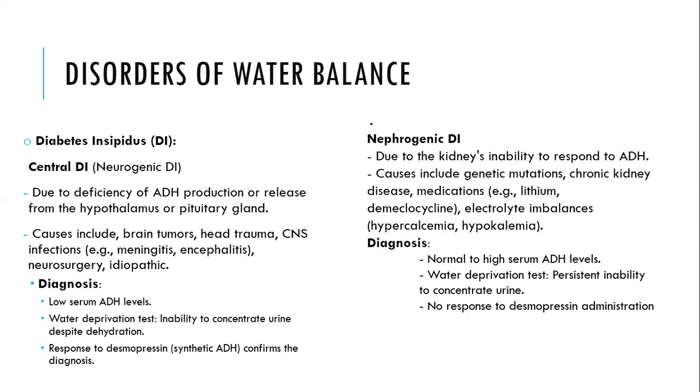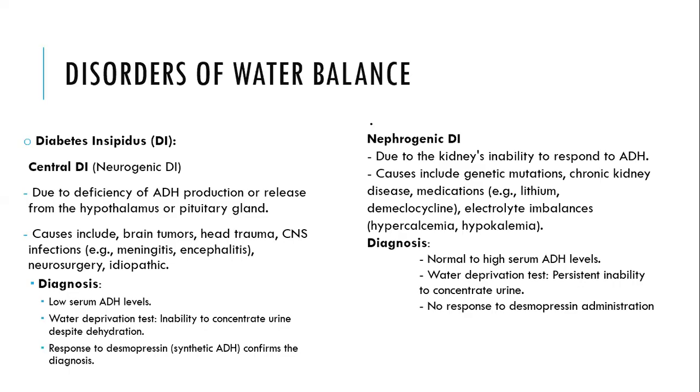So, disorders of water balance. We have two major considerations, diabetes insipidus, central and nephrogenic. We have the neurogenic DI and the nephrogenic DI. It's important for us to be able to identify these.